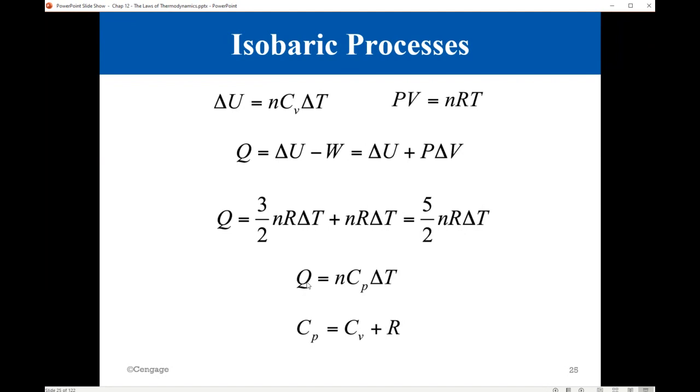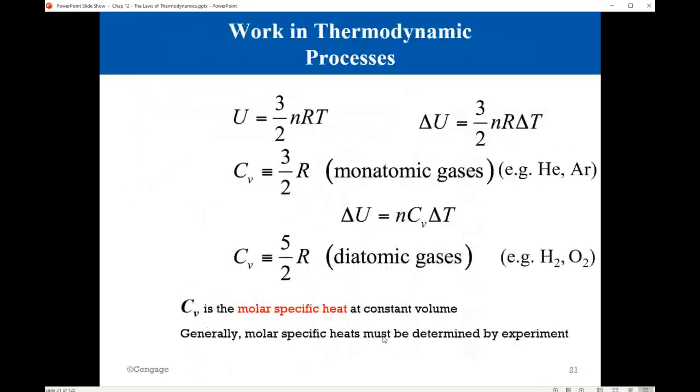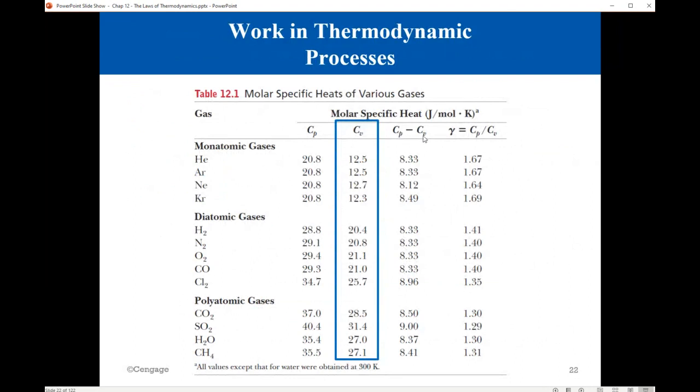We may write Q as nCp delta T. Cp is the molar heat capacity at constant pressure, which is related to the molar heat capacity at constant volume by this equation: Cp equals Cv plus R, where R is the gas constant. Or Cp minus Cv equals R. That is what we saw here in the table. Cp minus Cv, these values are experimental values for R for these various gases.